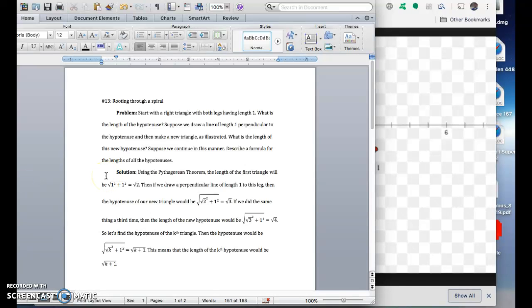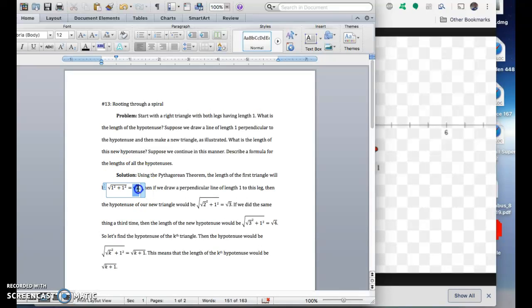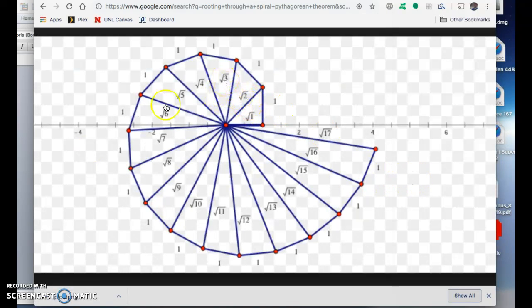So it's pretty easy. The first part of the problem just says what is the length of the first one. Well, if it's 1 by 1, you can use the Pythagorean theorem to get square root 2. And then we draw a perpendicular line of length 1. You can just use the Pythagorean theorem again to get square root 3, which is, if you look back here, square root 2, that's square root 3.